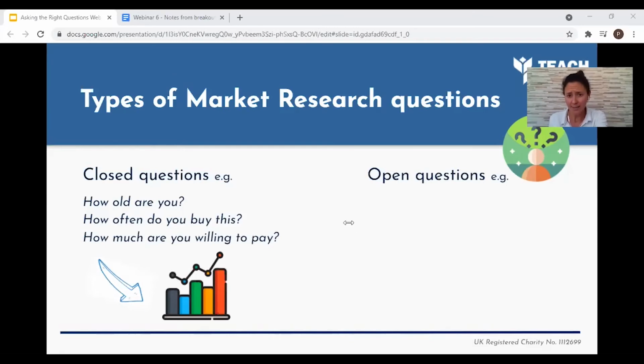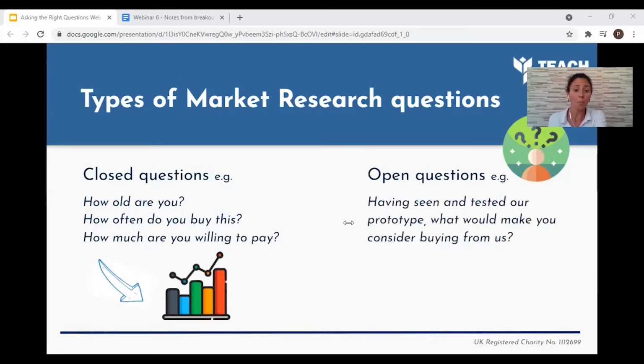For example, asking your customers, what would make you consider buying from us, can help you to identify your unique selling point. Why would you buy from us and not from somebody else? And again, that will help you identify your unique selling point. You are looking for those honest opinions, through asking open questions, to understand the wants and needs of your customers, of your target market.